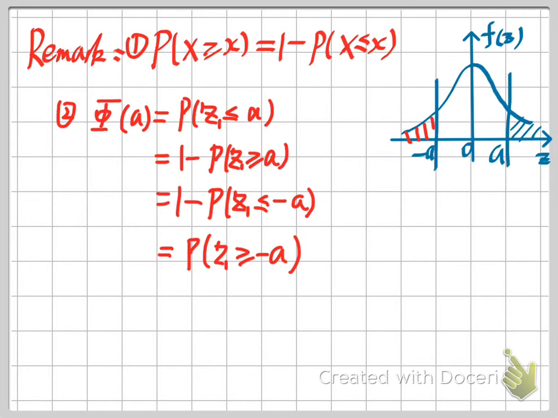Okay, so this is what I want to talk about in the remark here. This is a really important property of the CDF of a standard normal random variable. It is based on the special symmetric property of the graph.